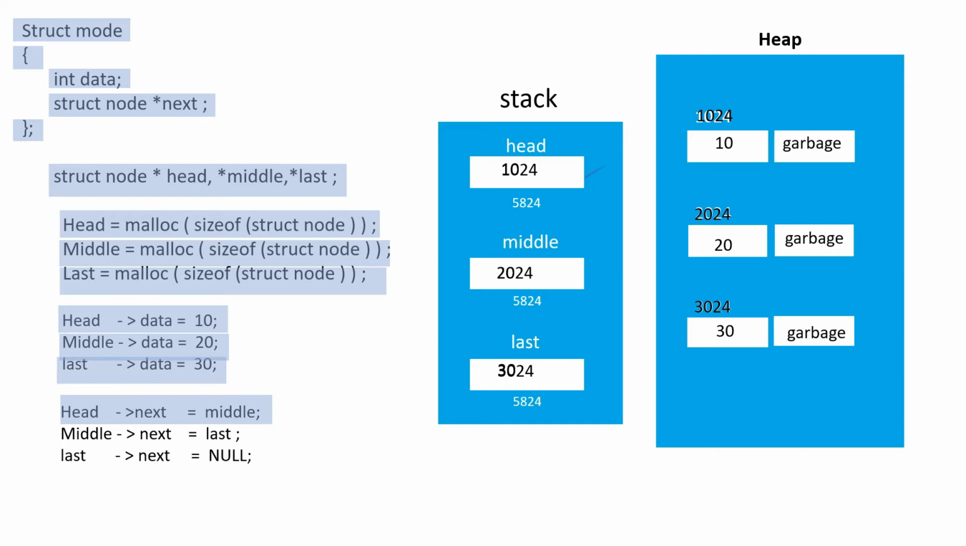So write head next equal to middle. So 2024 will be stored in the next part of the head. Next write middle next equal to last. So 3024 will be stored in the next part of the middle. So now head is pointing to the middle and middle is pointing to the last, and the last node should have null in its reference part. So write last next equal to null. Now we have head pointing to the middle node, middle node pointing to the last node, and the last node pointing to null.